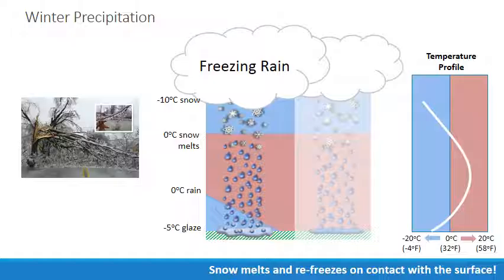Notice that the temperature profile in this case looks like an archer's bow, almost symmetrical, with the inflection point, the bending point, about halfway through the curve.